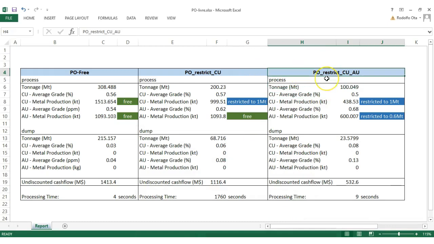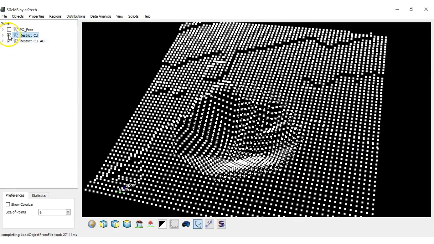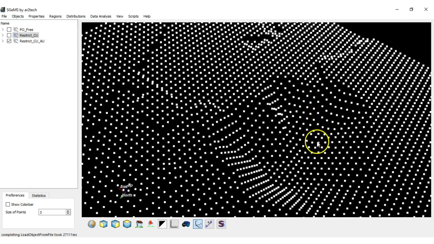Moving on to the final case, I limited both gold and copper. Copper was limited to the same value as previously, but gold was restricted to 0.6 million tons, which was reasonably respected after the optimization process, and grades were accordingly higher, as expected. Obviously there are penalties on the total tonnage and also on the cash flow. But the interesting thing is related to this one, which is the ultimate pit.